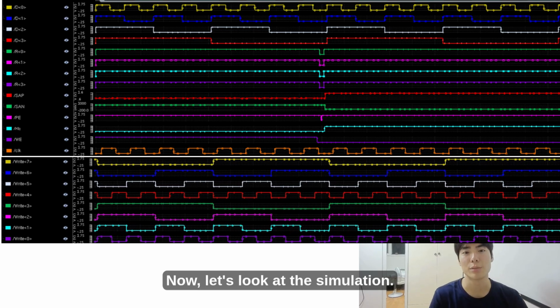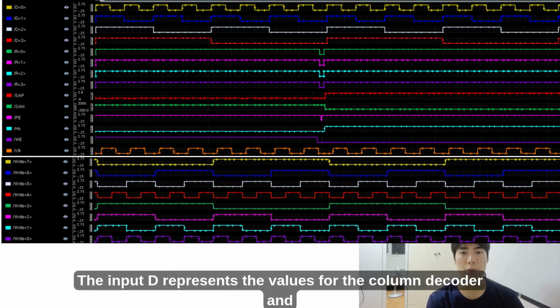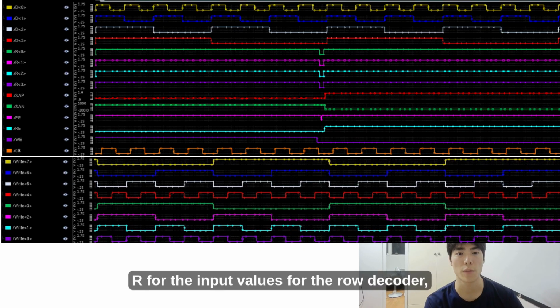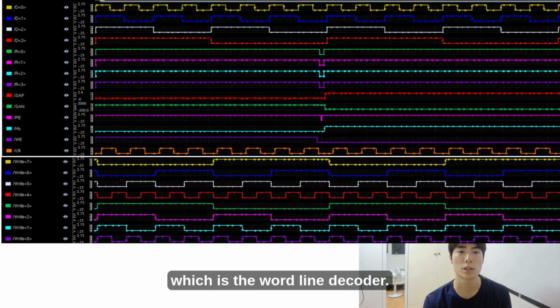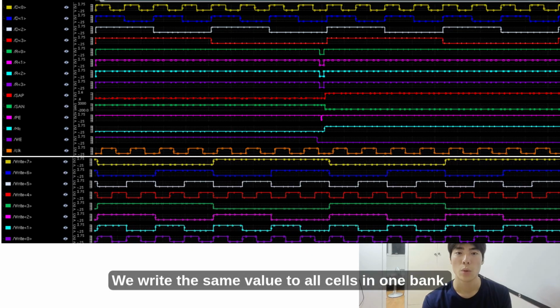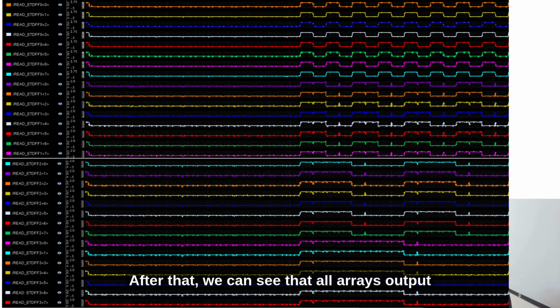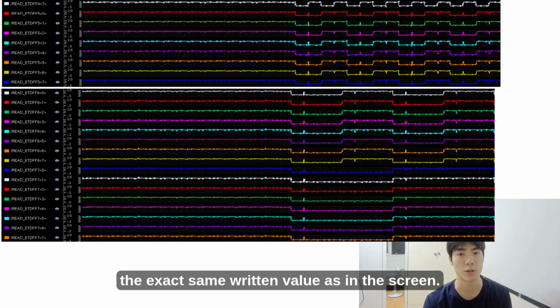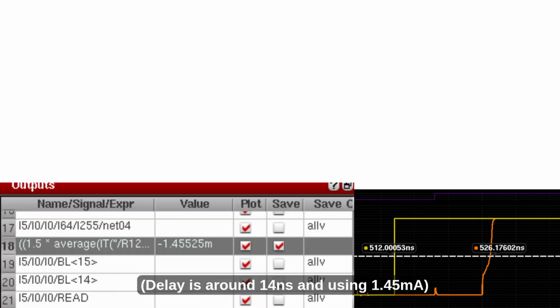Now let's look at the simulation. The input D represents the values for the column decoder and R for the input values for the row decoder, which is the word line decoder. We write the same value to all cells in one bank. After that, we can see that all arrays output the exact same written value as in the screen.